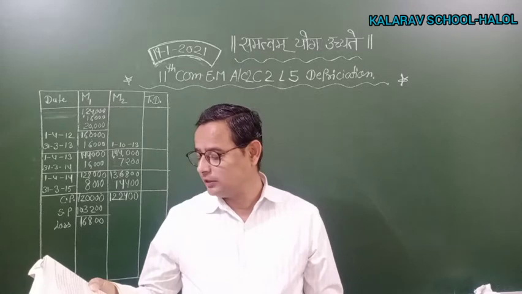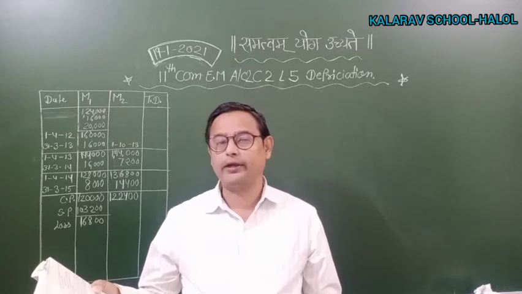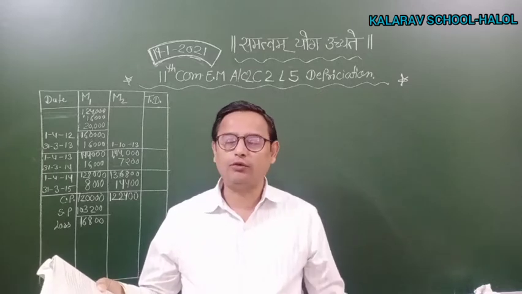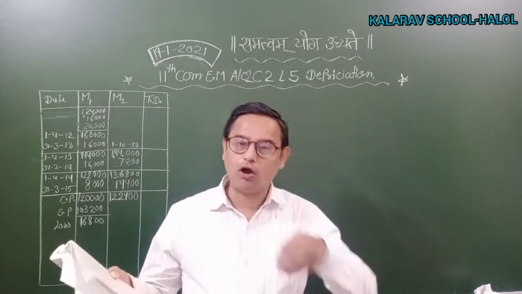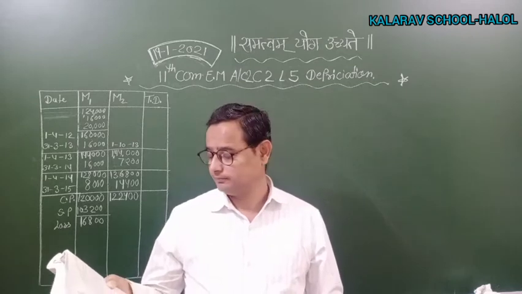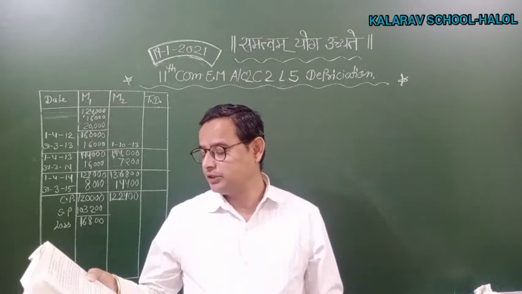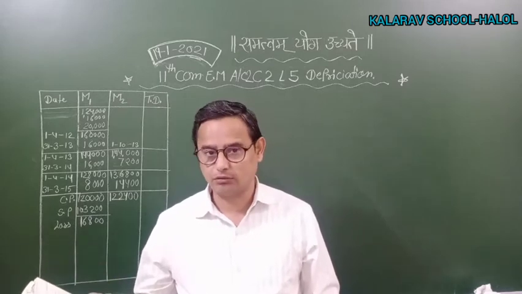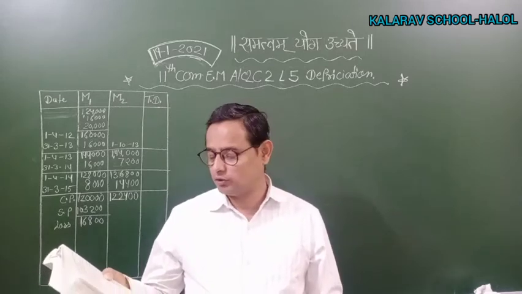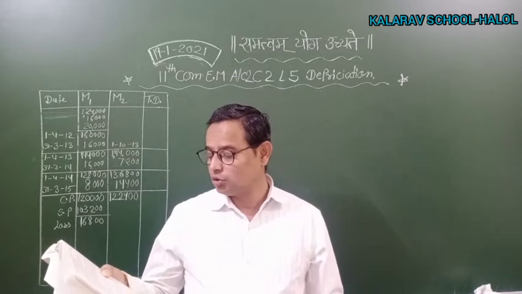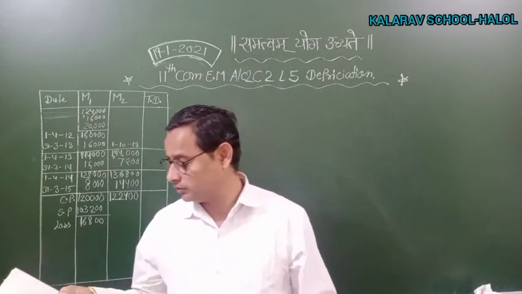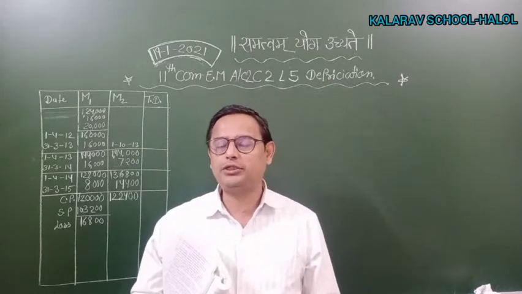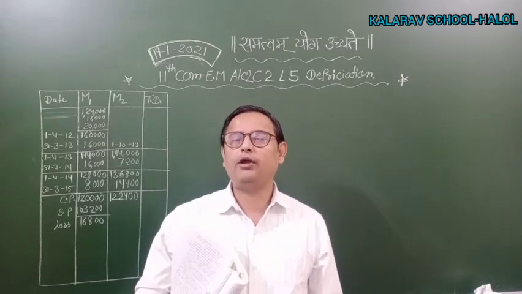Second, on 1/10/2013, means in the month of October, 1st of October, a second machine was purchased for rupees 1,36,000, and one more machinery was purchased. Its installation expense was 8,000, which you have to add to this. Now keep one thing in your mind: you purchased this machine in the middle of the financial year.